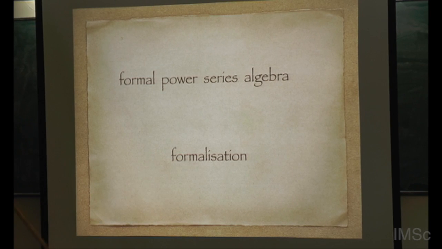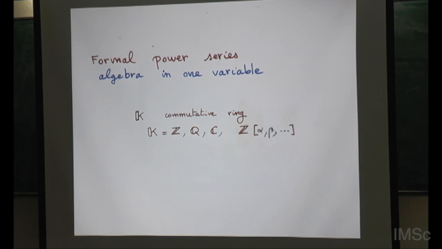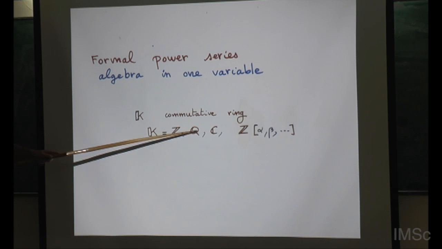So let's make a real definition, the formalization of this formal power series. I will take formal power series. It will be an algebra, and it will be in one variable. So the coefficient will be in a certain ring, a commutative ring, K. Usually K will be the integers or the rational numbers, complex numbers. Here K was just the Catalan numbers, it was just integers.